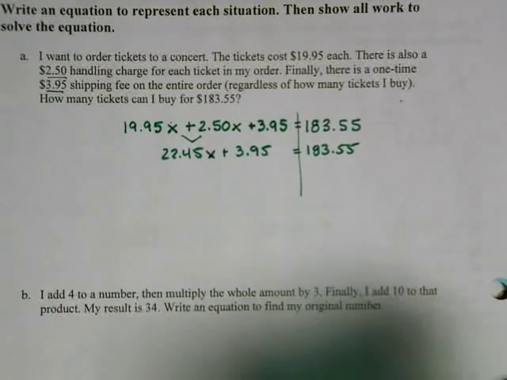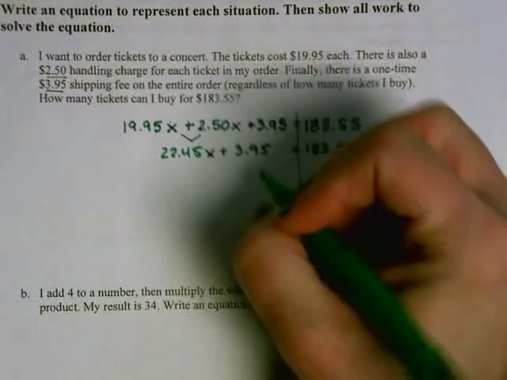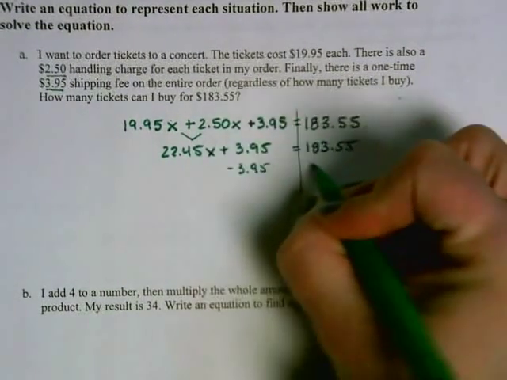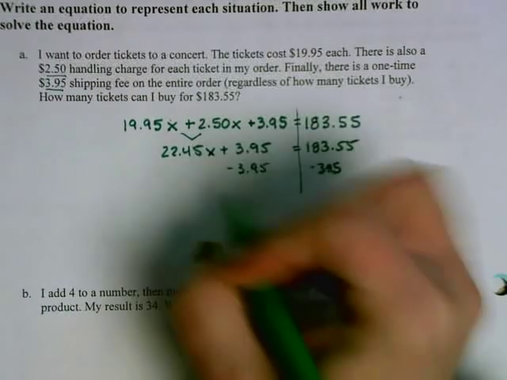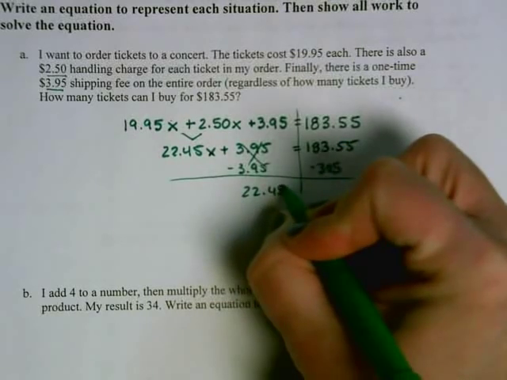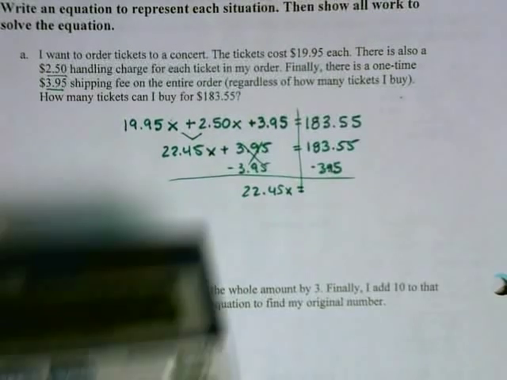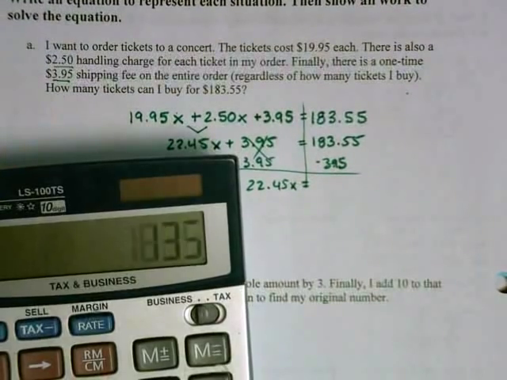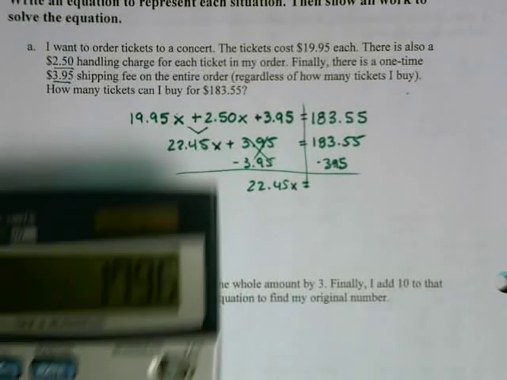So now it's just solving this algebraically. We've got to get rid of the adding, subtracting first, so we're going to subtract $3.95 from each side. And this goes bye-bye. 22.45x equals, okay, bring the calculator in just to be sure here. 183.55 minus 3.95 gives us 179.60.